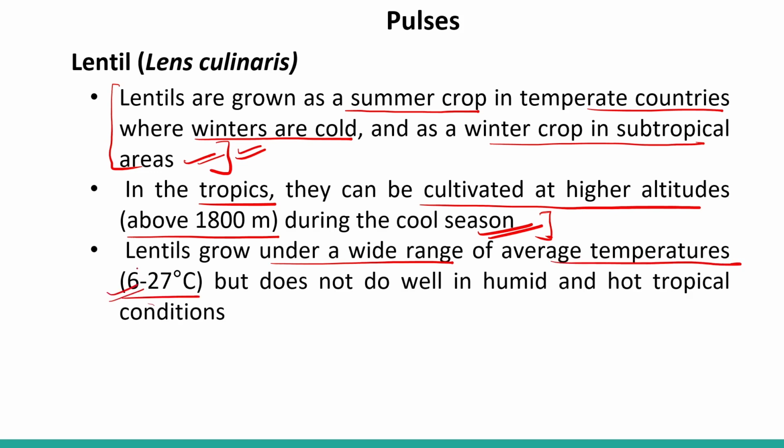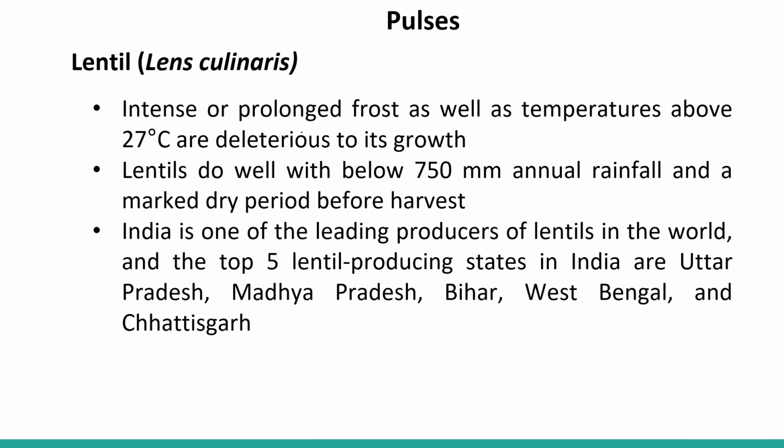So you can see it is grown at 6 degrees, that is quite low, up to moderate. So it has a broad range of temperature favored by this particular type of pulse, but it does not do well in humid and hot tropical conditions. It does not require very high temperature. So the regions that are quite humid and tropical are not favorable for its growth. Intense or prolonged frost, as well as temperatures above 26 degrees centigrade, are deleterious to its growth.